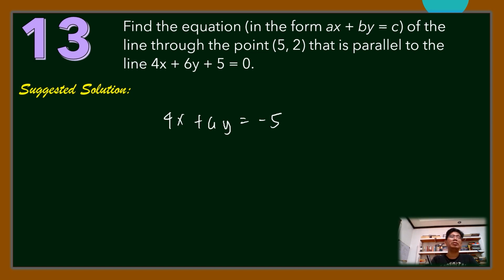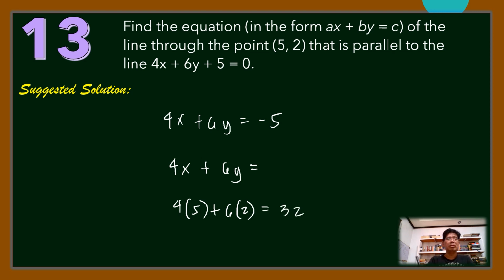Then the line parallel to this will be 4x plus 6y equals, let us just substitute the ordered pair 5, 2 to the left hand side of the equation. That will be 4 times 5 plus 6 times 2. This is equal to 32. Then we have 4x plus 6y equals 32, or 2x plus 3y is equal to 16.